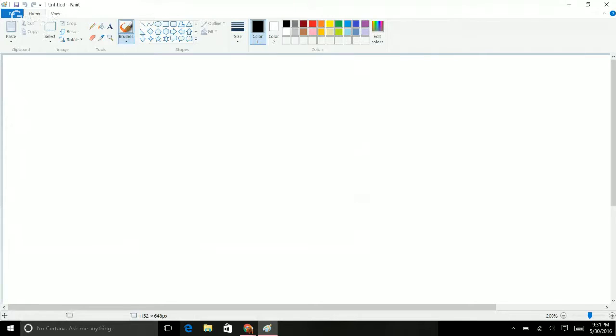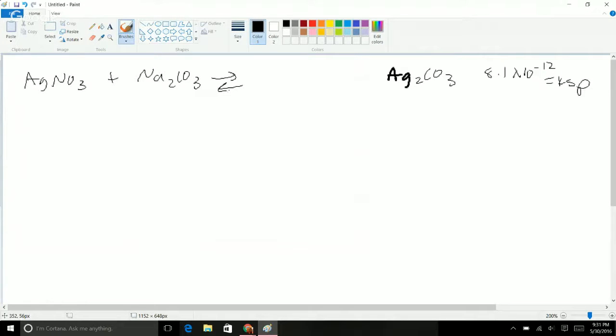So I can make up a problem of QSP. Silver carbonate's a good one, right? Okay, let's do that, silver carbonate again. Ag2CO3, 8.1 times 10 to the negative 12 is our KSP. Let's say you've got silver nitrate, and you're going to add to it sodium carbonate. If you do that, it does form a precipitate of silver carbonate, but only if you've got enough ions to make that happen. And it'll also make sodium nitrate.